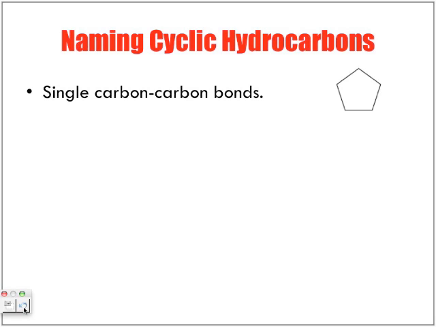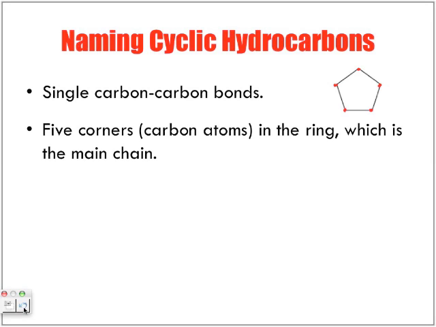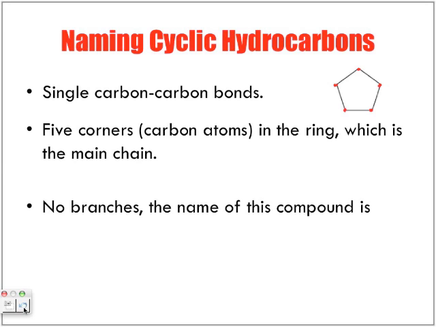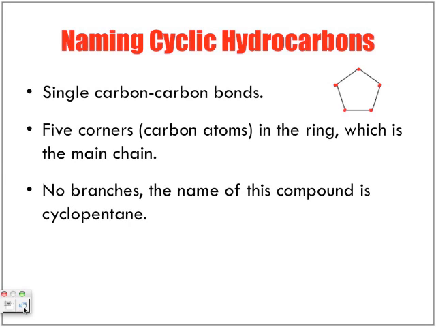Now, if we have a single carbon-carbon bond as such, remember as we said, at each vertex of a line, there is a carbon. So we know it's an arrangement of a pentane, but it's a cyclic pentane. Now, we've got 5 corners, 5 atoms in the ring, which is the main chain. Notice that there are no branches, so the name of this compound is just cyclopentane.